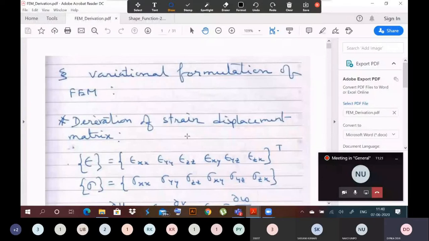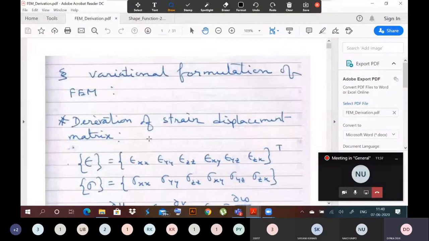Then how we'll get the FEM equations, those we will discuss in this particular topic. Okay. So we already know strain at a point, we have 6 independent components that can be written like this. Epsilon is equal to epsilon xx, epsilon yy, epsilon zz, epsilon xy, epsilon yz, epsilon zx transpose. So transpose means it will be a column vector, but we can write it as a row vector using transpose.